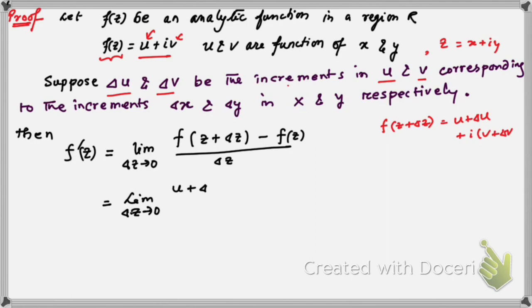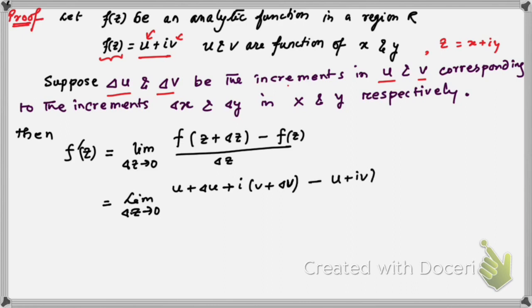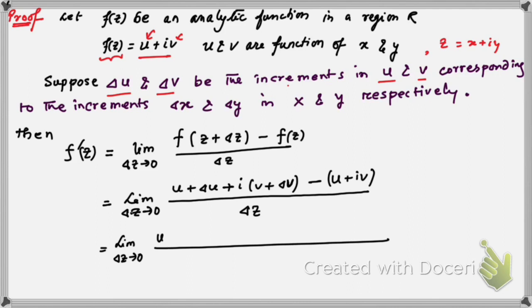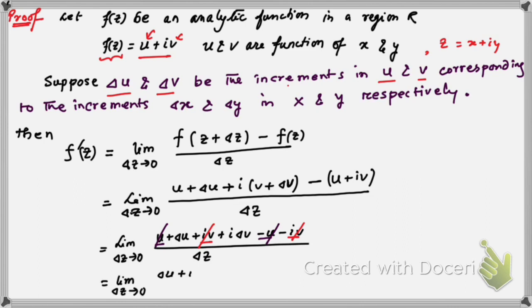So hope you know these things, hope you have understood this. Now let me proceed. Then we can write it that way, minus f of z, which is u plus iv. Let me write it within brackets, divided by delta z. Here you can see, if you simplify this, open the brackets and cancel the negative and positive terms, this is delta z, negative iv and positive iv cancel, negative u and positive u cancel, so we are left with this term only, right?